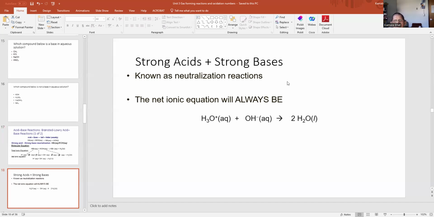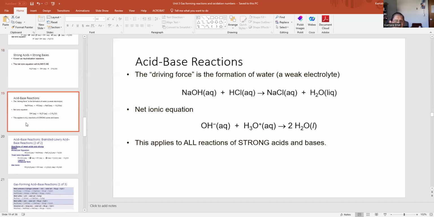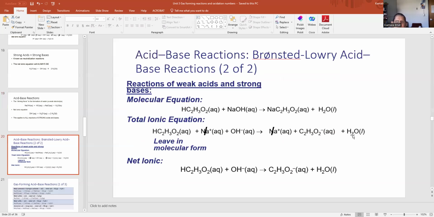Strong acid plus strong base reactions are known as neutralization reactions. The net ionic equation will always be H3O+ plus OH- giving you 2H2O. The driving force in such reactions is the formation of water, a weak electrolyte. And this applies to all reactions of strong acids and strong bases.